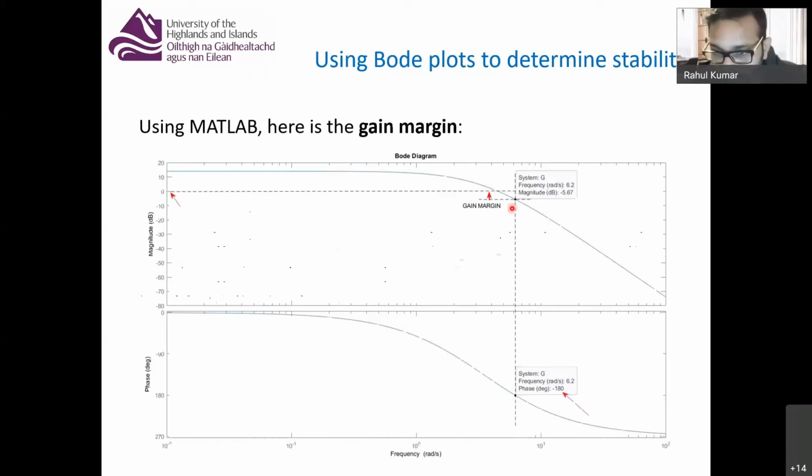So in this figure, if you see the gain margin, it comes out to be minus 5.67, so 5.67 dB. Okay. So from the 180 degree line in the phase plot, we go to the magnitude plot and measure the difference from the 0 dB line, right? It comes out to be 5.67 dB.